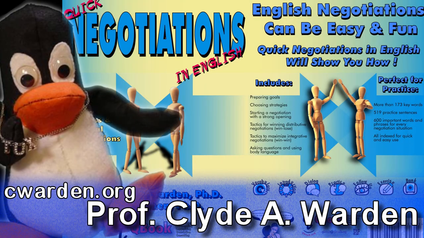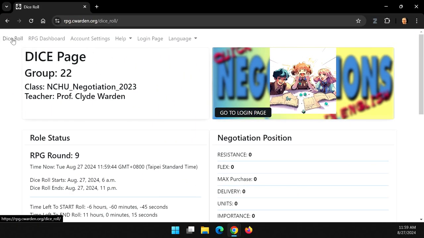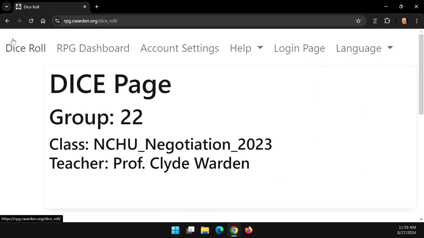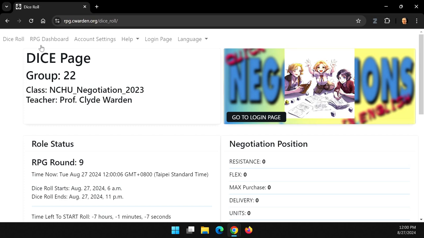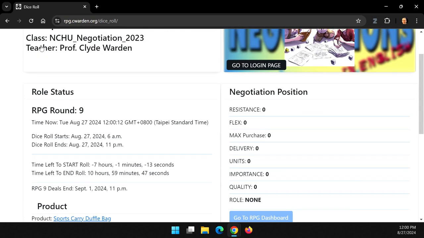Let's begin to play our game, and the first step we need to do is create our characters in an RPG. In our game, we need to create our company, our group. And the way we do that is we need to roll some dice. But we don't roll dice here, we let the machine do that for us. So the first thing we need to do is log in, and then make sure that you're inside the dice roll menu. So the dice roll is right up here. Now, usually when you come in, you will be inside the dice roll page if you did not roll the dice previously. And the way that page looks is something like this. It's very simple, only a few parts.